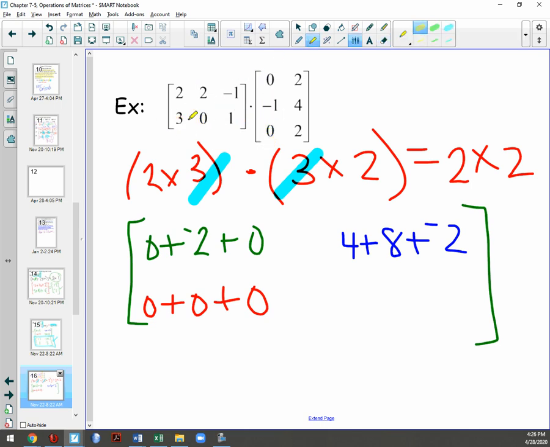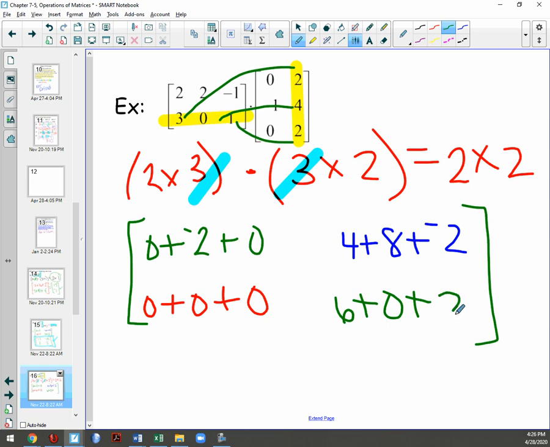And now I'm going to focus on row 2, column 2. I'm going to do the same procedure. 3 times 2 is 6, plus 0 times 4 is 0, plus 1 times 2 is 2.